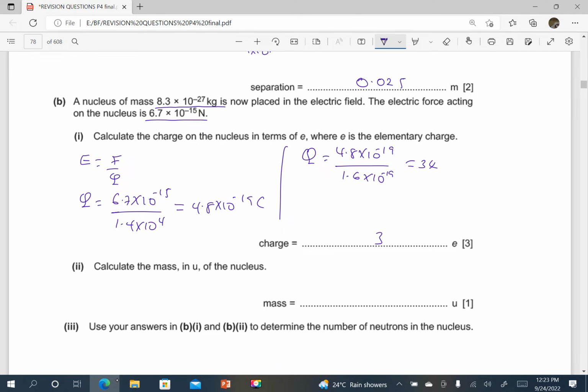Then calculate the mass in u. Of course, the mass is in kilograms, so we shall just change it to u. So that will be 8.3 times 10 power negative 27 divided by 1.66 times 10 power negative 27, and when you press your calculator, this is giving me approximately 5.0 u, or 5 u.